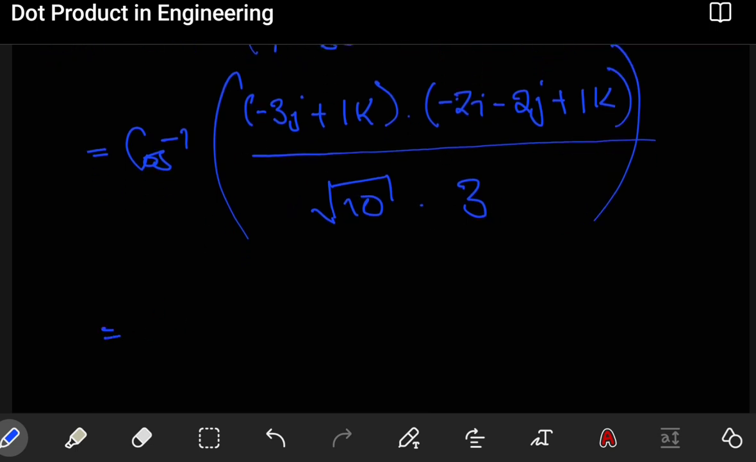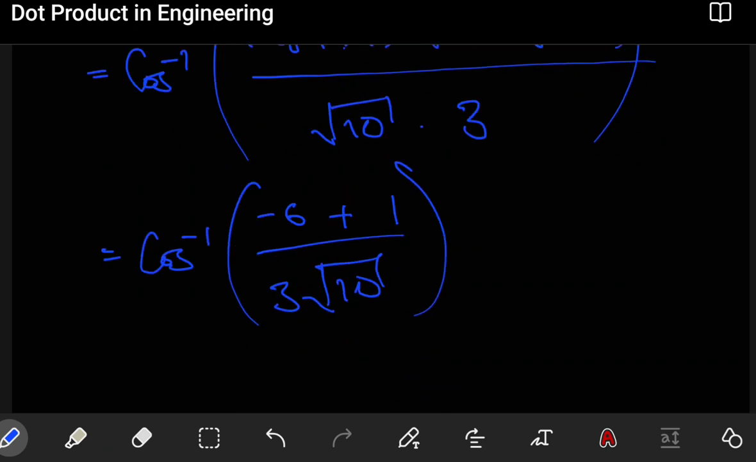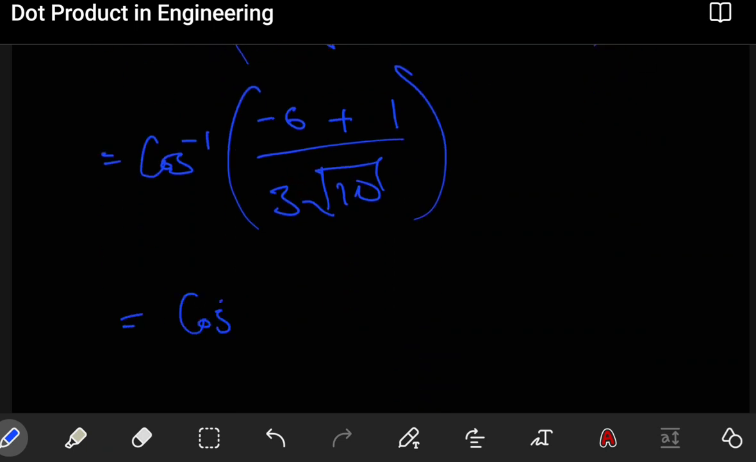If you evaluate this, let's start with the dot product on top. Notice that the first term doesn't have an i, so it's 0 times minus 2, that's a 0. Then we have negative 3 times negative 2, that's minus 6. Then we have 1 times 1 for the k, so this is plus 1, then divided by 3 root 10. So from here, this is cos inverse of minus 5 over 3 root 10.